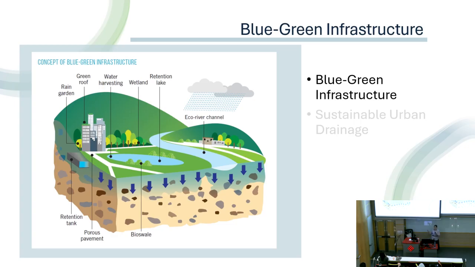Retention lakes, bioswales, so those are all the various places to gather the rainwater. Water harvesting is one of the ways in which we can reuse rainwater, not only to gather it, but also as a resource to be used. Green roof, rain garden, porous pavement actually goes into the retention tank to make it easier to flow away from our cities, to improve the climate resilience or adaptations of our cities.